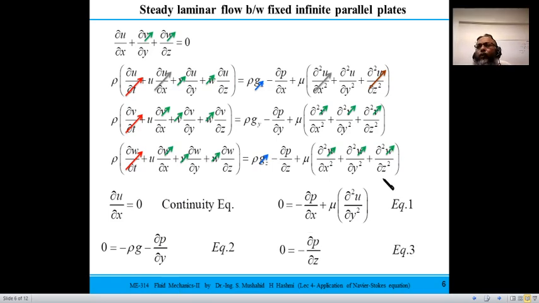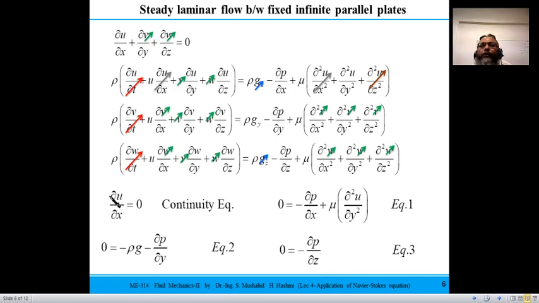And the third equation looks like this. Because all these terms are gone, including the gravitational force term and the viscous term, you only end up with the pressure varying with the z direction. Since the left hand side is 0, this term must also be 0. So this equation suggests that the pressure is no more changing in the z direction.